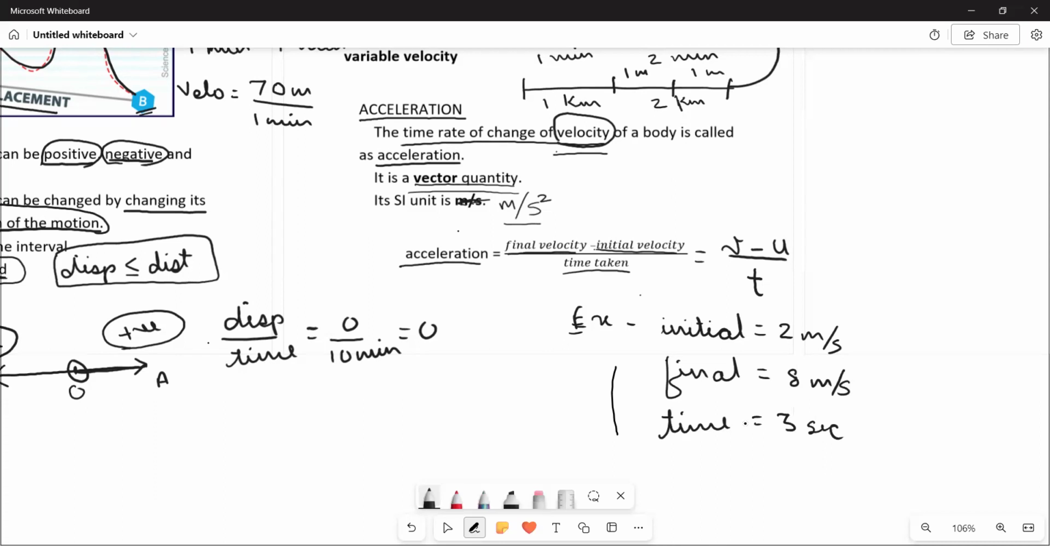So in this case, what is the formula for acceleration? Our acceleration is equal to final velocity minus initial velocity. Our final velocity was 8 meters per second, so 8 minus our initial velocity, which was 2 meters per second. So we'll subtract this 2 from 8. And what was the total time taken? The total time taken was 3 seconds.